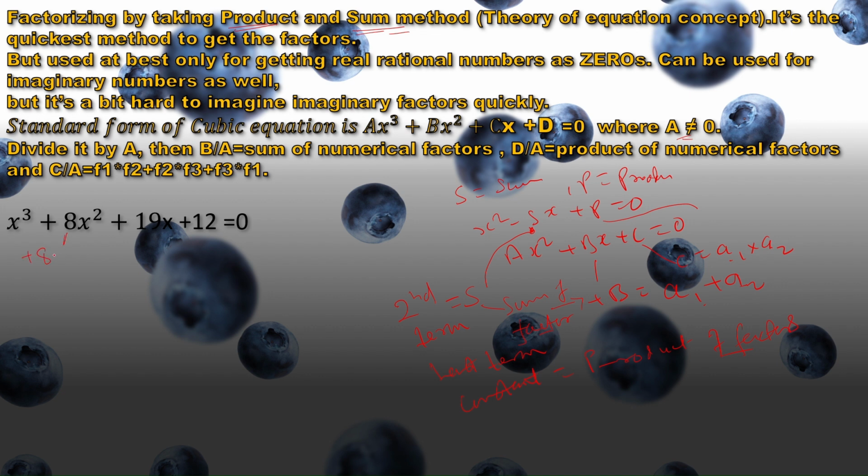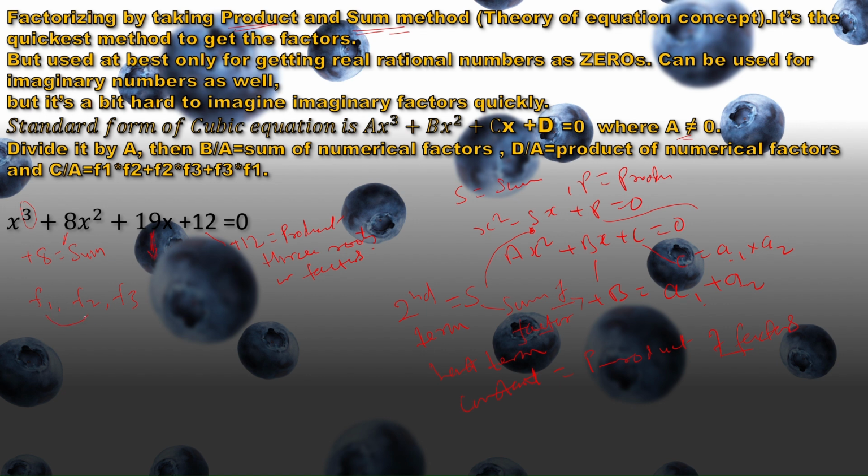Here the second term is plus 8, so this will be the sum, and the last term is plus 12, so this will be the product. First of all, see what the product is. As this is a cubic equation, the power is 3, so obviously it will have three roots, or we can say three factors. So suppose the factors are f1, f2 and f3.